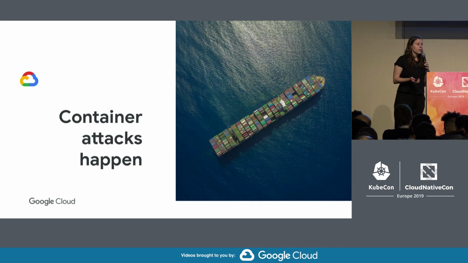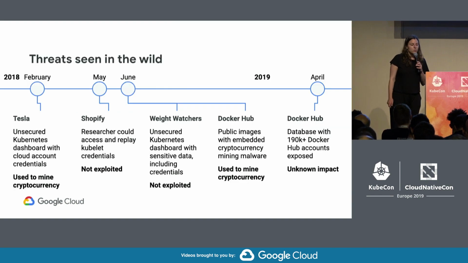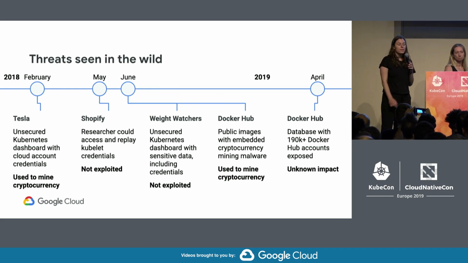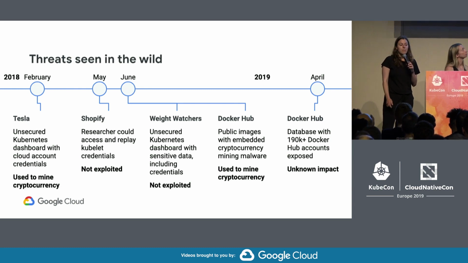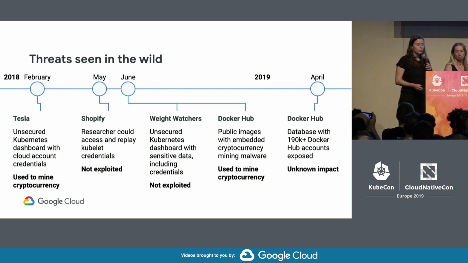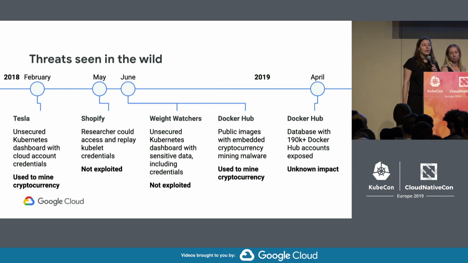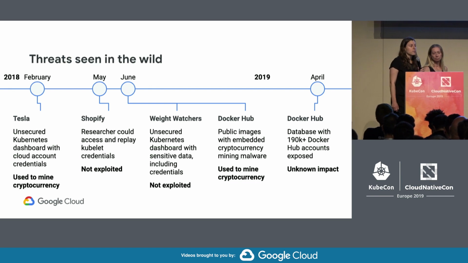Do containers actually get attacked at all? And so when we're looking back at last year, what are the attacks that we've seen in the wild? In February 2018, Tesla made the news for attackers finding credentials that they had gained to mine cryptocurrency. In May, Shopify had a researcher report a vulnerability in their cluster configuration. Thankfully, this was not exploited. In June, Weight Watchers faced the exact same issue as Tesla with an unsecured dashboard. And the same month, several container images were found on Docker Hub that had embedded malware for mining cryptocurrency.